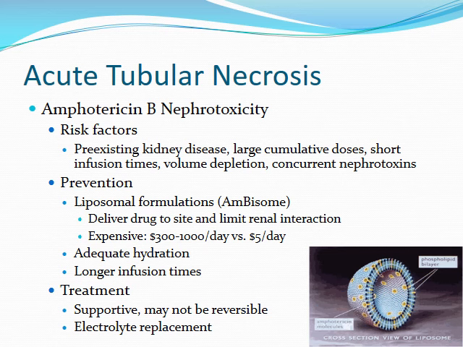So amphotericin B is maybe around $5 a day of therapy versus liposomal amphotericin B, which can be around $300 to $1,000 a day. It's a big price difference there, but the cost of having to put someone on dialysis is going to be a lot more than that $1,000 a day. So because of that, it's generally seen to be worth it.